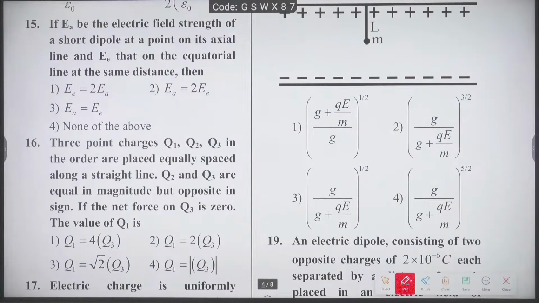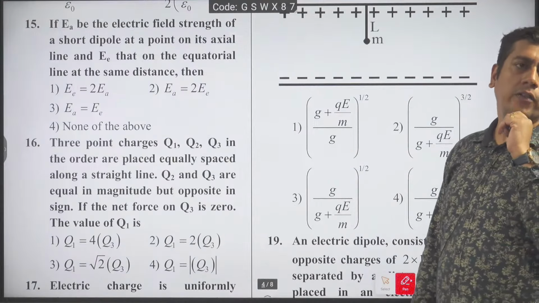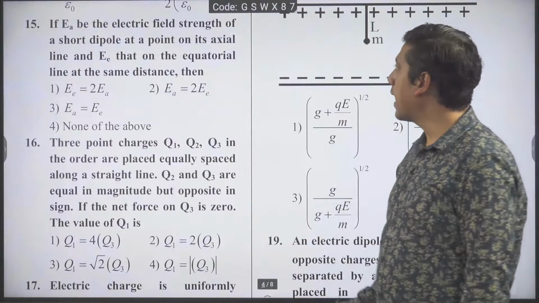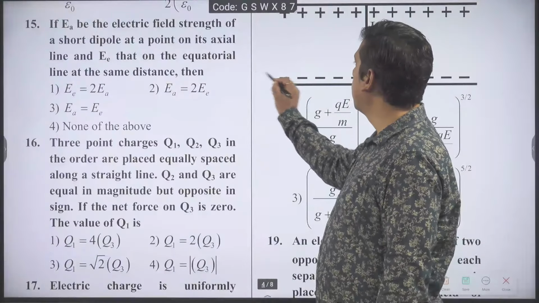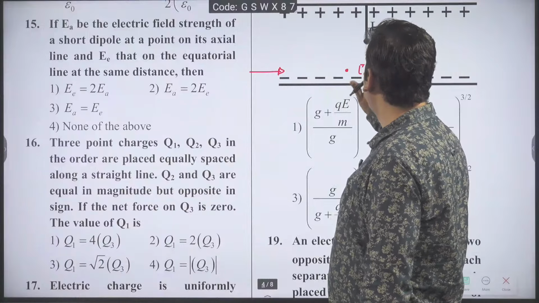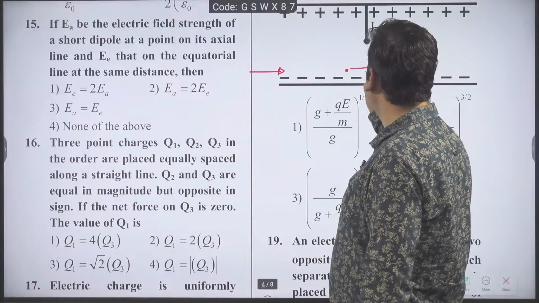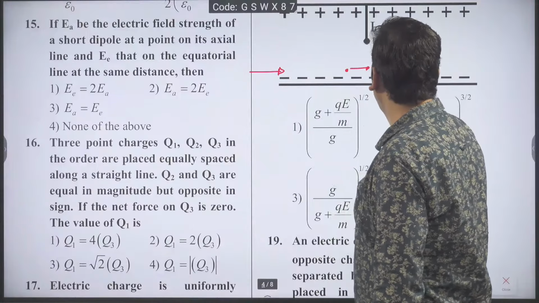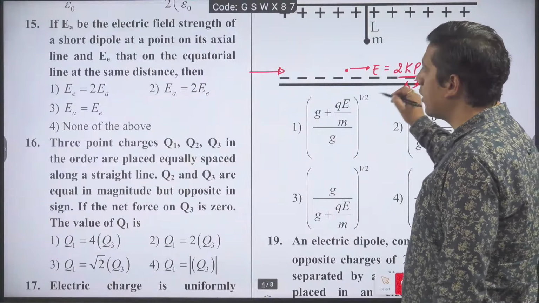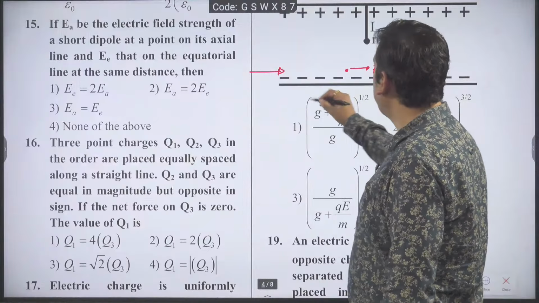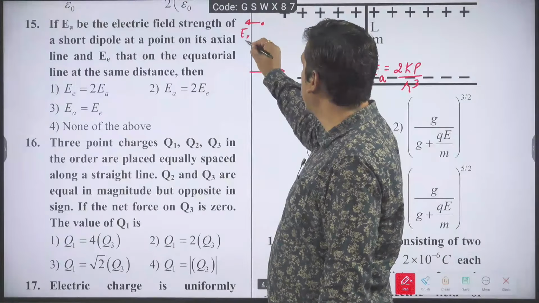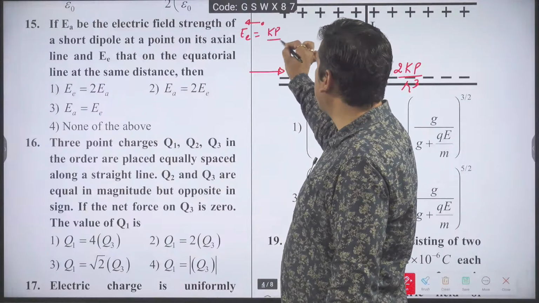Everybody knows this. Come on, this is a simple theory. Yes, at the axial point, this is a dipole, this is the axial point. So here the field, first of all, the direction is parallel to the dipole. So it is 2 kp by r cube at the axial point. At the equatorial point it is kp by r cube.